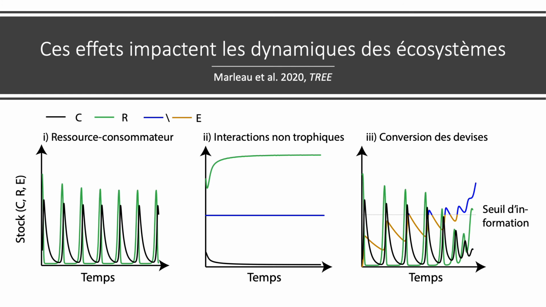And when we go in and model this and we say we had a resource consumer system, we had oscillating cycles, and then we model it with non-trophic effects, we end up with a stabilization of the system. Then when we looked at if the material was material or information, depending on the threshold, we end up with a completely different result.